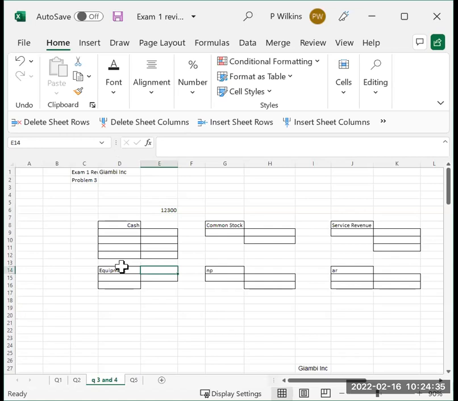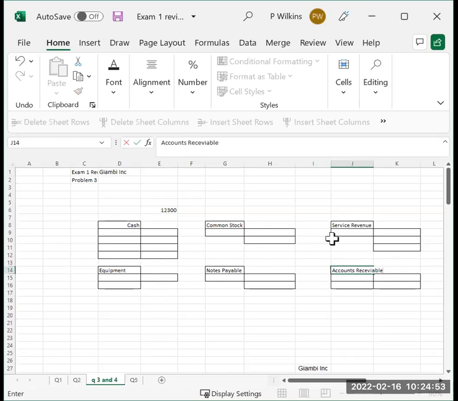Next one after that is cash. We already have one for cash. Next one is notes payable, so I do one for notes payable. Next one is accounts receivable, so I do one for accounts receivable. Next one is service revenue. We already have one for that. Next one is cash. We already have one for that. And the next one is accounts receivable. We already have one for that.